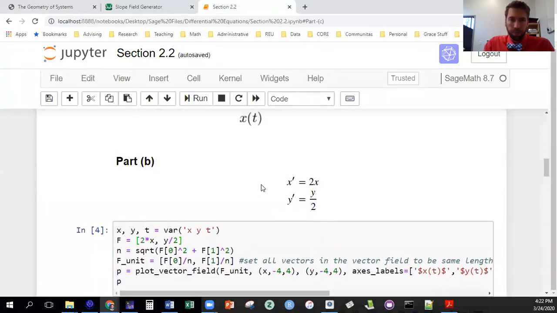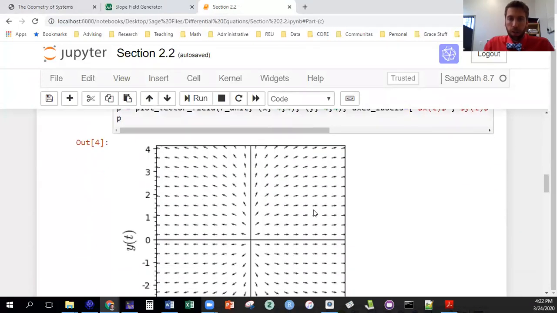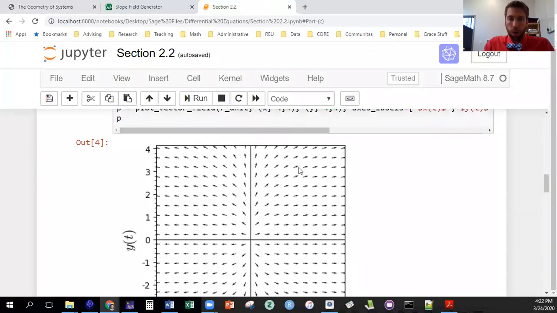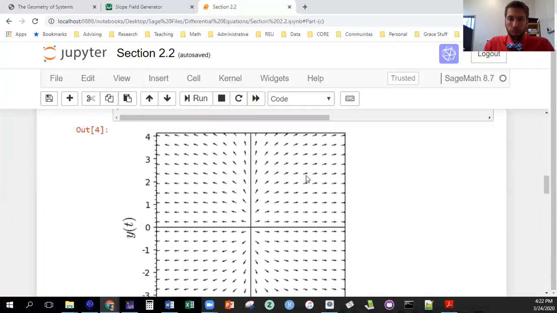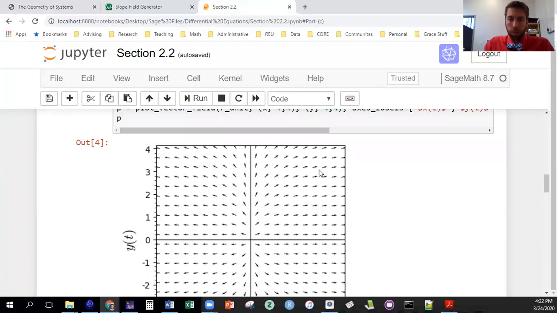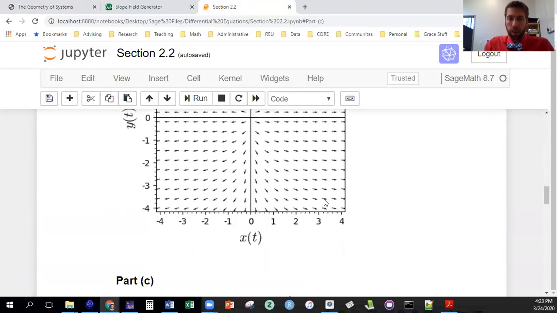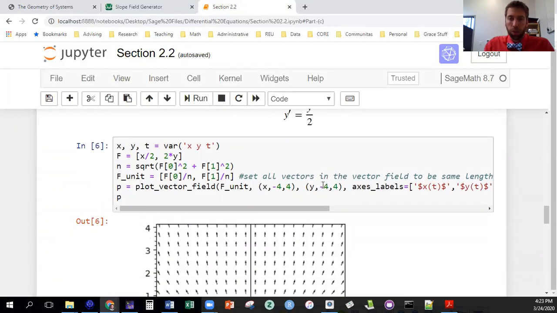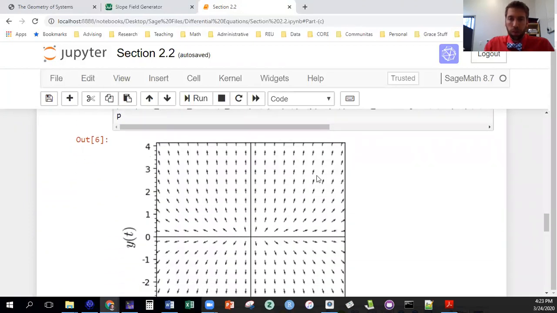Here, x' is 2x, and y' is y/2, so they're both positive. But the x' is much stronger than the y'. So out here, it's generally going mostly towards x, but close to the axis it's going up a lot more. So things go kind of that way. And then here, x' is -3x and y' is y/2. So we have this sort of motion there.